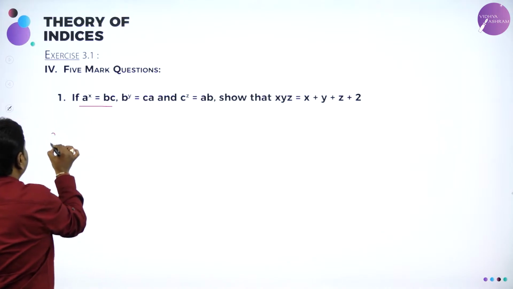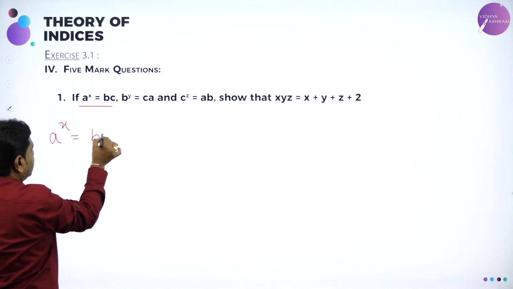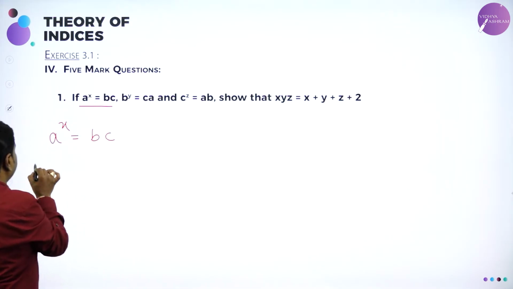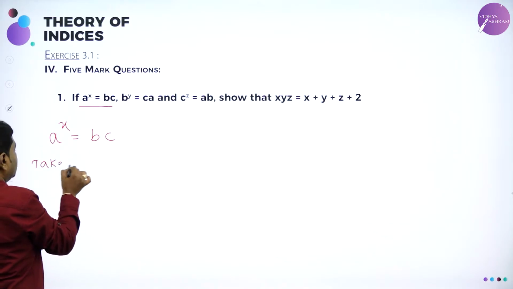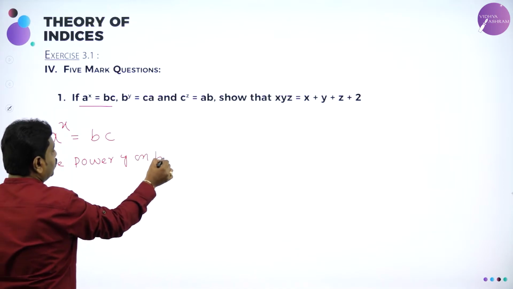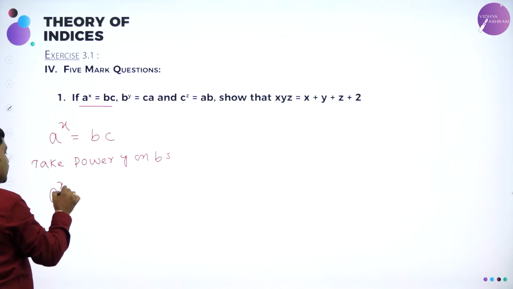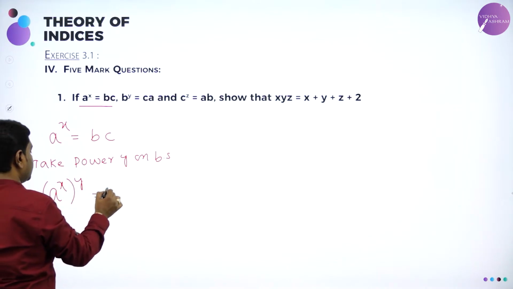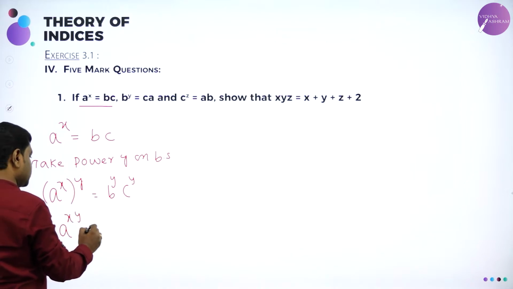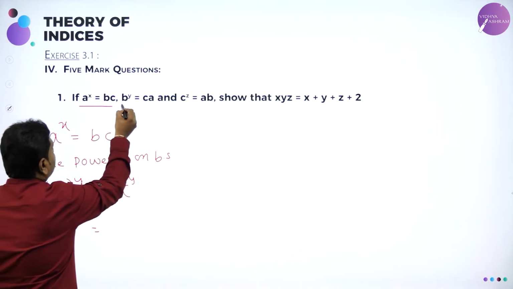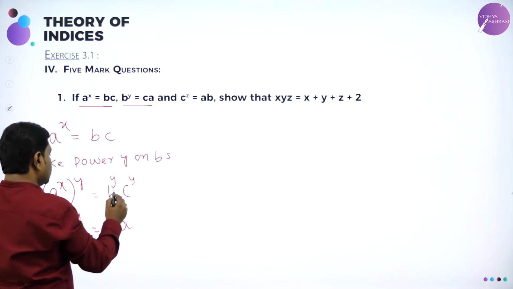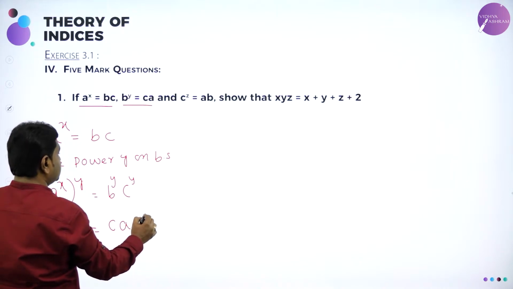What is given? A power x is equal to bc is given. I'll take it. And I want x, y, z. So I'll take power y on both sides. Interesting. Take power y on both sides. If you do that, LHS becomes a power x whole power y is equal to b power y, c power y. So that will become a power xy is equal to, you know the value of b power y. Here, what is value of b power y? Ca. In the place of b power y, I'll write c into a. And c power y will be as it is.